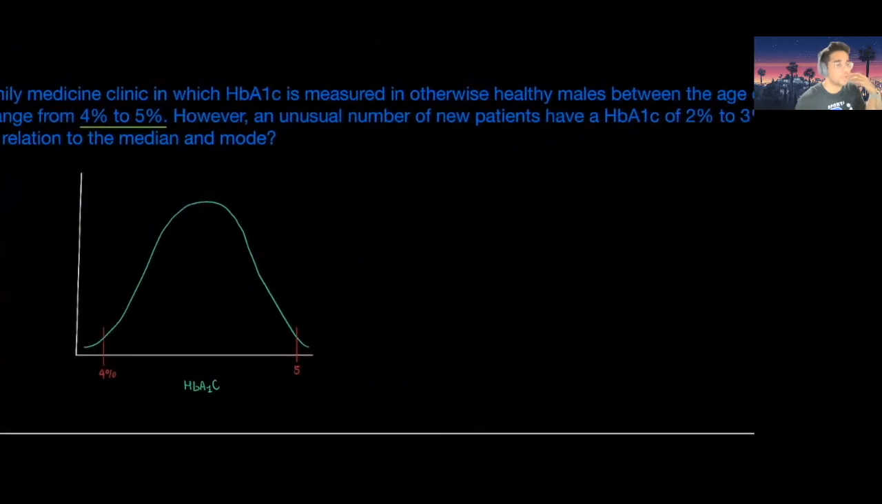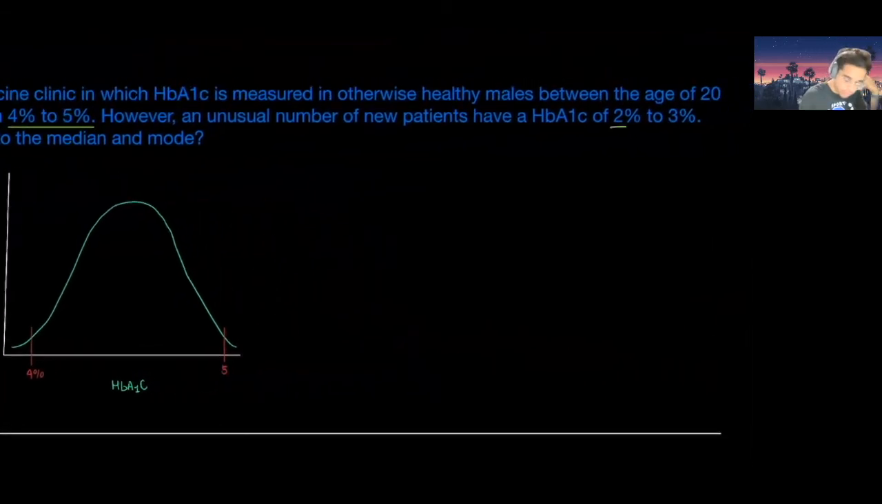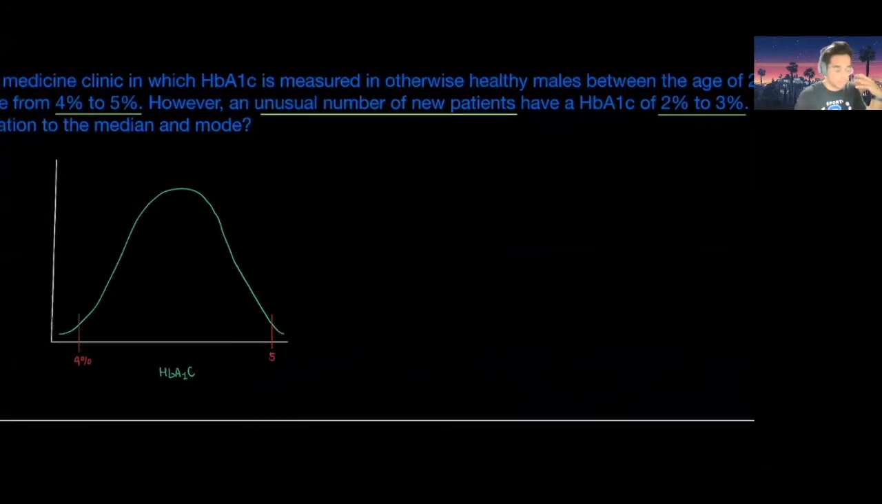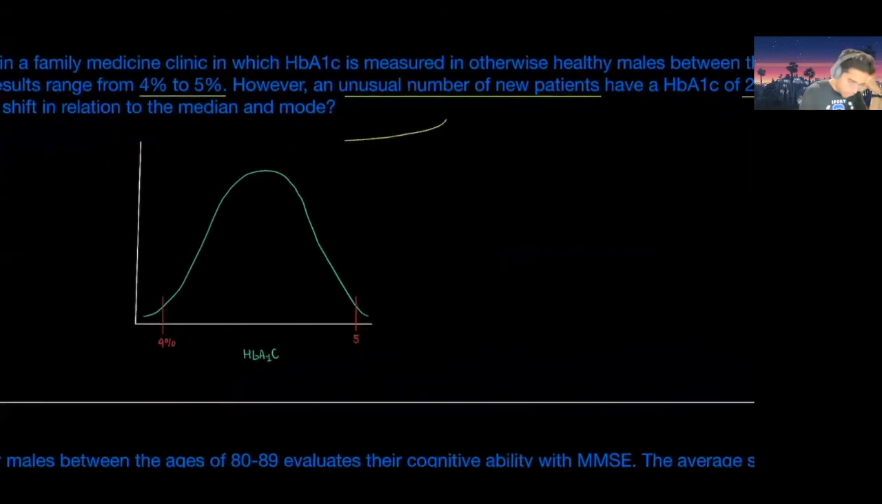Now they're saying you have a bunch of new patients whose values are now in the ballpark of 2 to 3. Based off of that, more patients are going to be added here. So let's take a look at this with a different color. What's going to happen to our curve? As more patients get added here, it's going to start shifting this way.